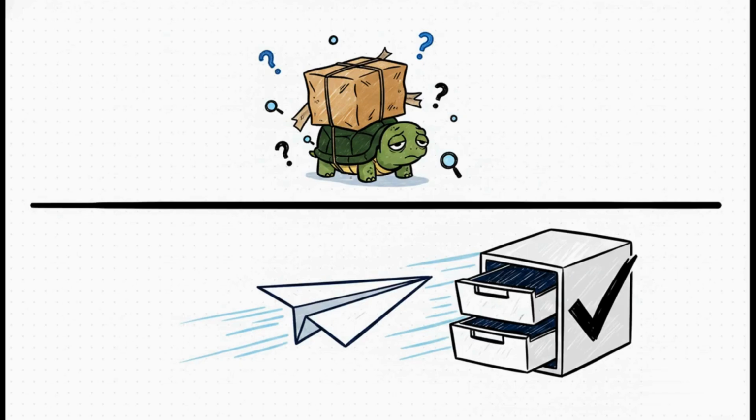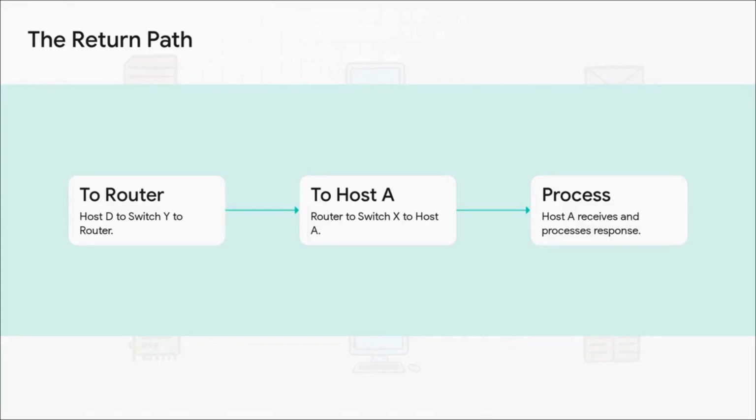The devices have dynamically cached those IP to MAC mappings in their memory. They don't need to ask anyone where the doors are anymore. They already have the addresses written down. Let's follow the packet on this completely frictionless return journey.